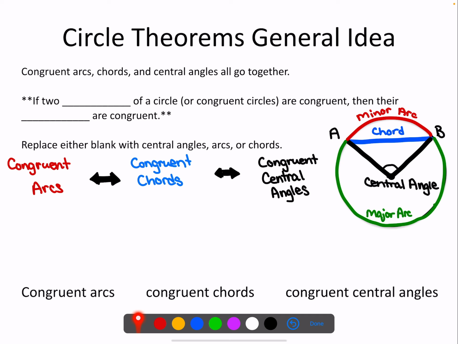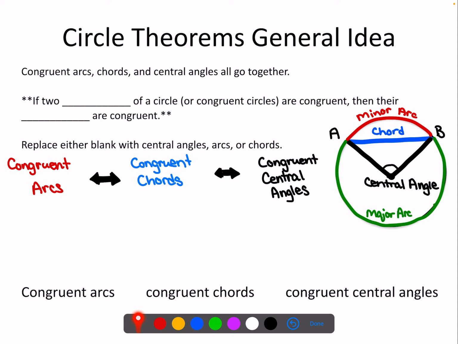And that really ties together with this. Congruent arcs, chords, and central angles all go together. And here are the theorems that we've just been covering. And you notice that we have 2 blanks now. It says, if 2 blanks of a circle or congruent circles are congruent, then their blanks are congruent. Now, you're going to go ahead and take these blanks and you can replace them with either central angles, arcs, or chords. And it will work for any of them. So if the minor arcs are congruent, then central angles are. If chords are congruent, then central angles and minor arcs are.